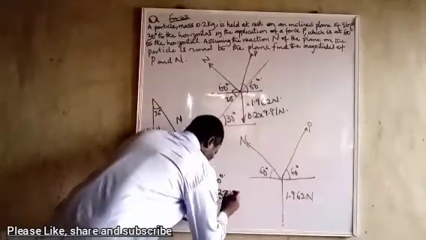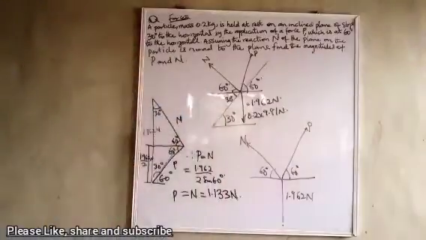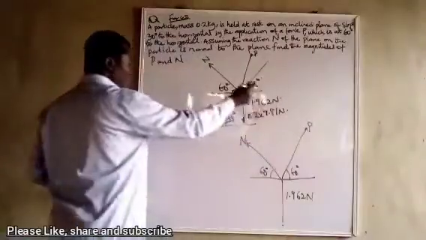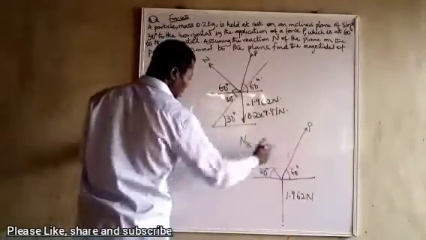.133 Newton. So that's the value for P and N. If we are to use resolution of vectors, we can also do it in this manner. Because it's at equilibrium, the upward force will be equal to the downward force, and the left force will be equal to the right force.